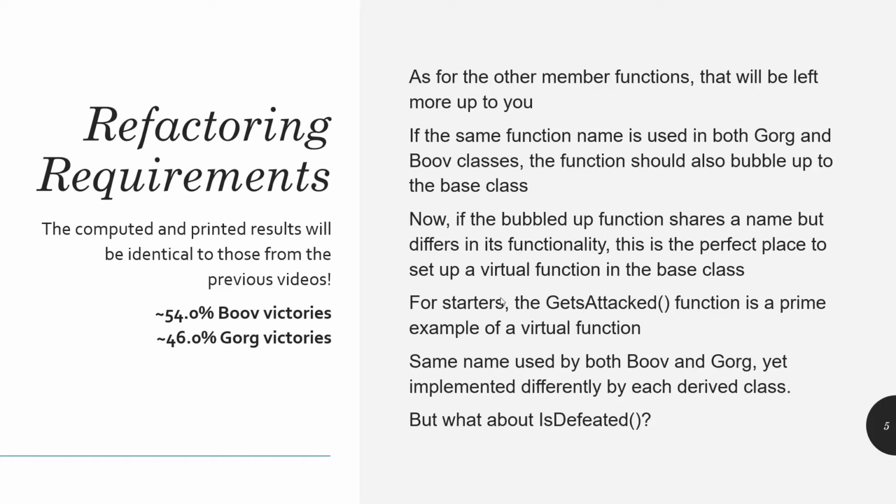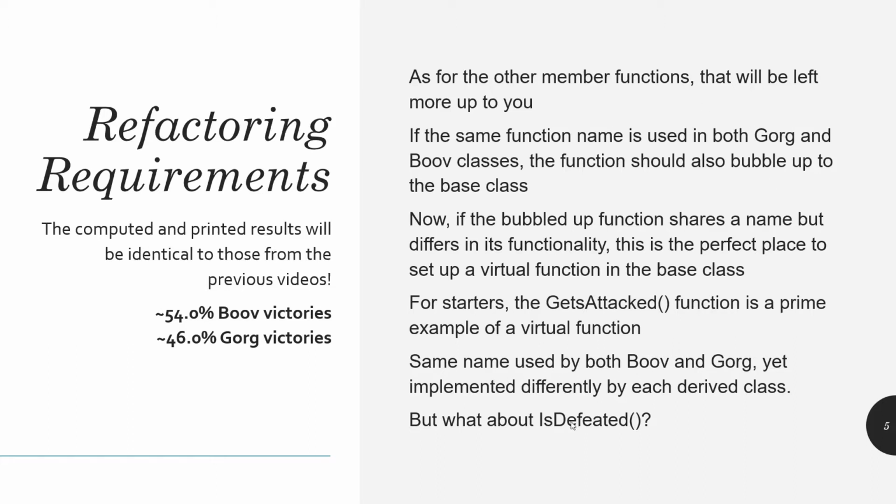So for starters, and it's the only function that does this, the gets attacked function is identical, right? It's a void gets attacked with no parameters. It's a virtual function because the name is shared, but obviously the behavior of the function is different, whether it's the gorg versus the boov. And the same goes for anything else that you would ever do.